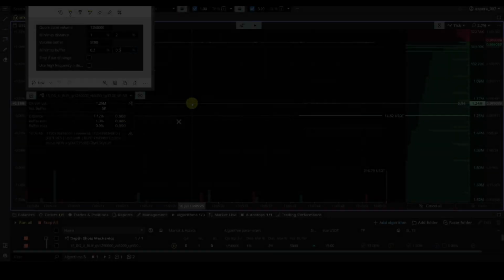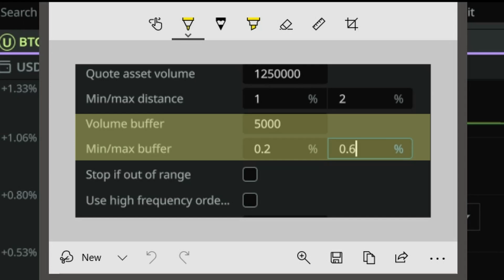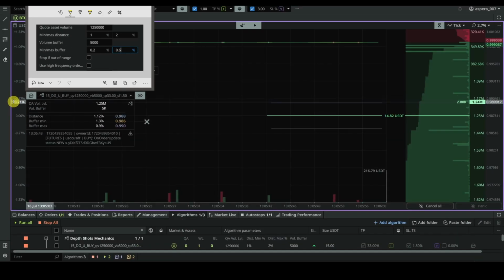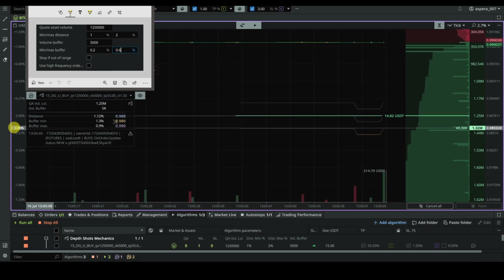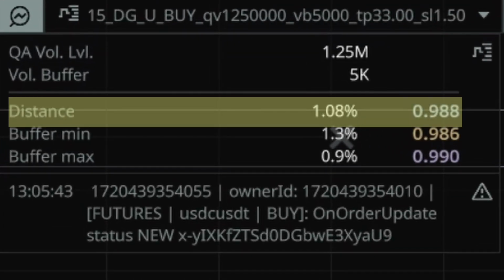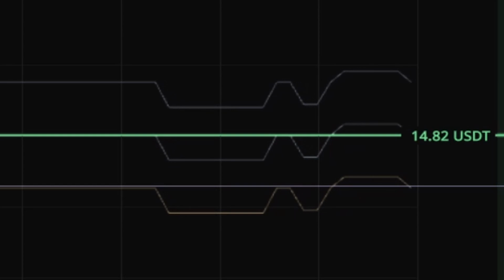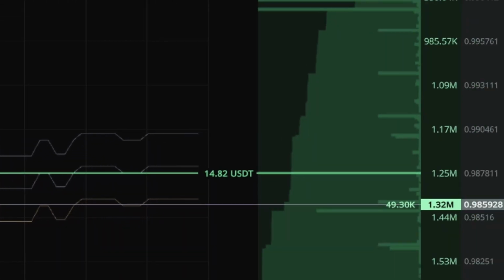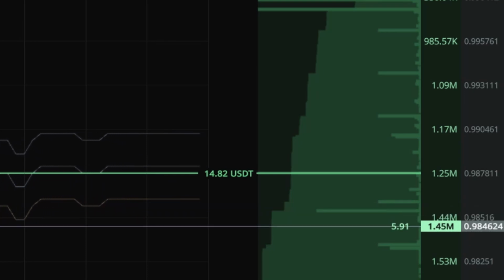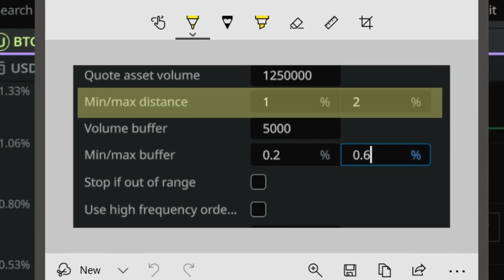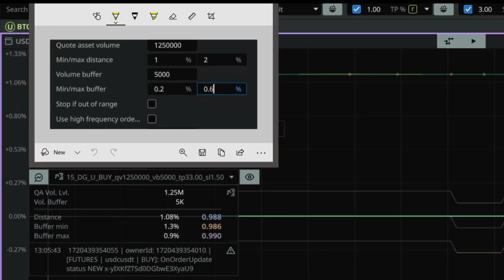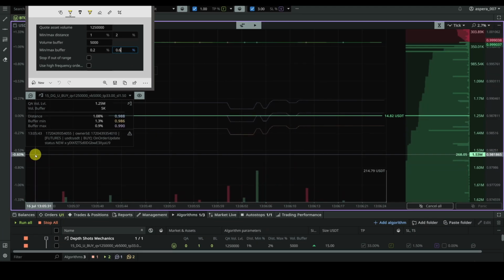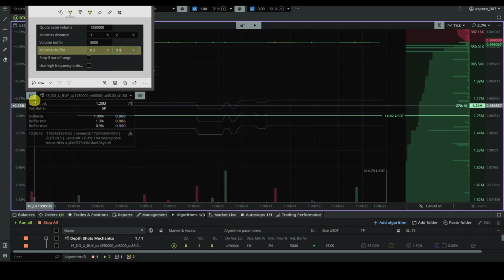Next, the buffer. The two-component buffer is always in relation to the current position of the order. As I've mentioned, to be completely accurate, the buffer is in relation to this distance parameter, which is the midline shown in the algo profiling, and which is always as close as possible to the quoted asset volume setting, but taking into account the limitations imposed by the minimum and maximum distance. That was a mouthful.